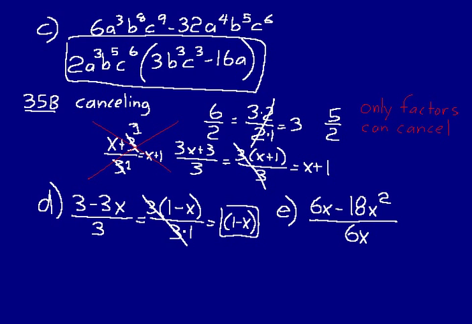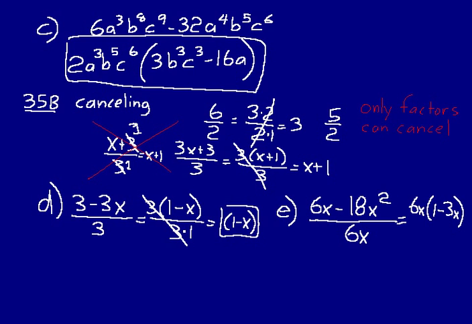Let's do one more. Look at practice problem E. 6x minus 18x squared over 6x. We want to simplify this expression. So the first thing we should do is look for a factor that we can cancel. And in the numerator there we have two terms. Let's see if we can factor something out of those two terms, a greatest common factor. Well, they both have a 6 in common, and they both have an x in common. So we could factor out a 6x. And so we'll have 6x parentheses 1 minus a 3x.